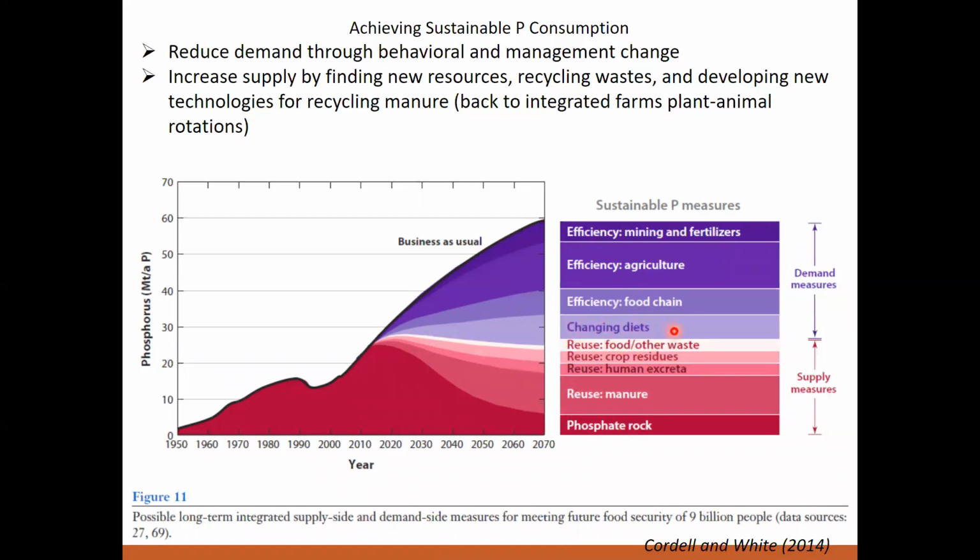And then changing diets. We've talked a little bit about this, eating lower on the food chain would help with this. And then all of these possibilities from the efficiency standpoint. So we tend to over fertilize. We have a very wasteful agricultural system. I'm sure you've all heard somewhat about it, 40% of our food is actually wasted. And so we can create a lot more efficient use of resources in the food chain itself.